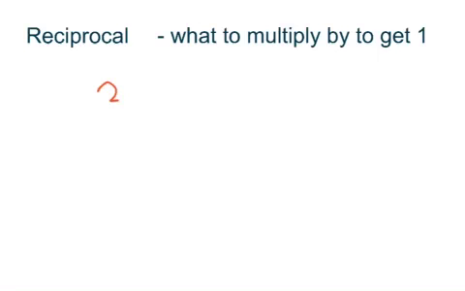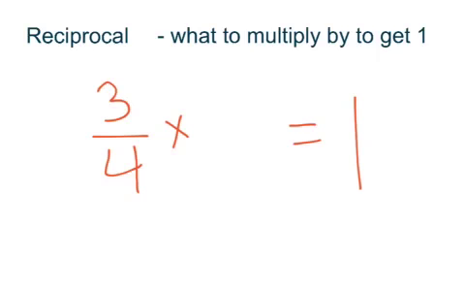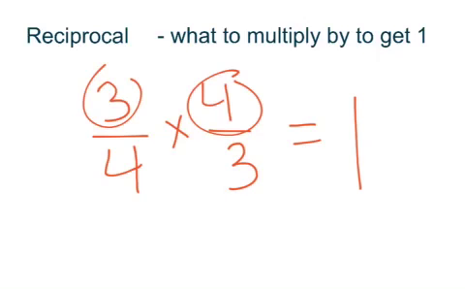So for example, if you have the number 3/4, I want an answer of 1 here. My reciprocal would be 4/3. If I multiply across, 4 times 3 is 12. And again, 4 times 3 is 12. So 12/12 is equal to 1.